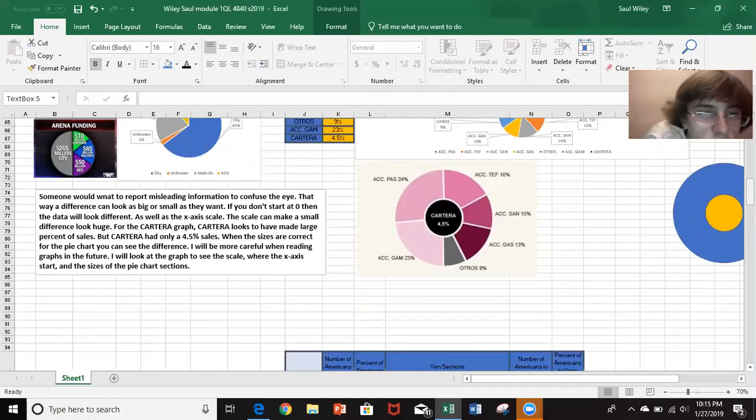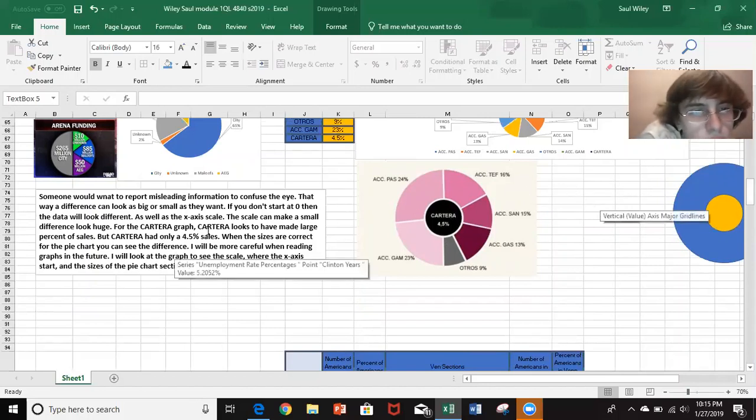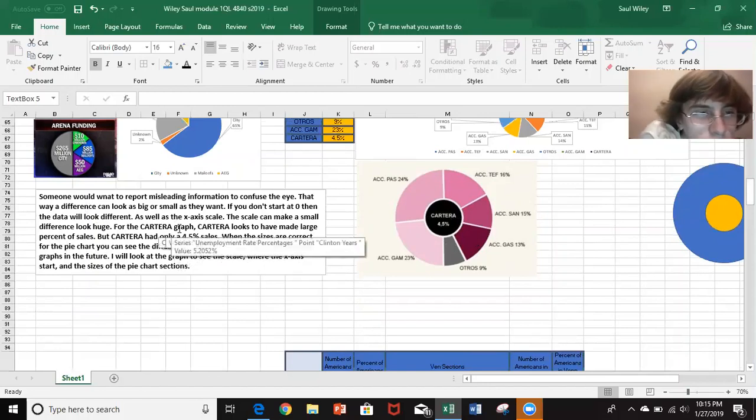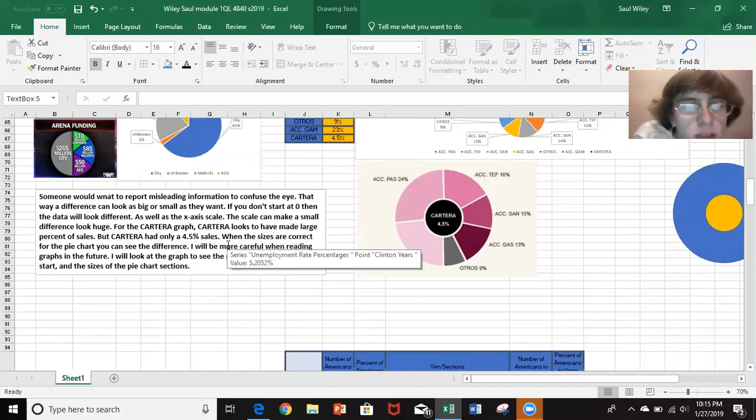For the Cartera graph, Cartera looks to have made a large percentage of sales, but Cartera had only 4.5% of sales. When the sizes are correct for the pie chart, you can see the difference.